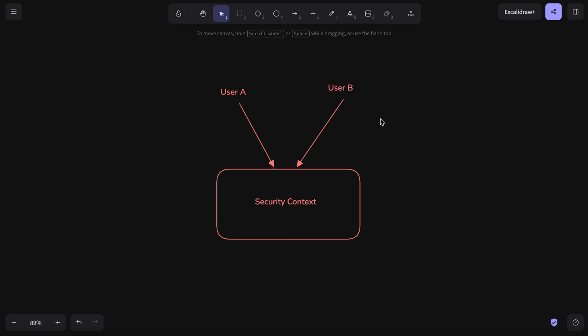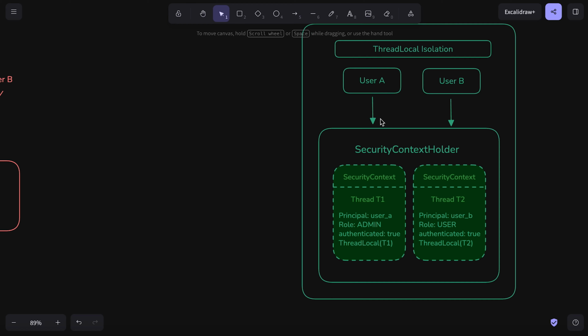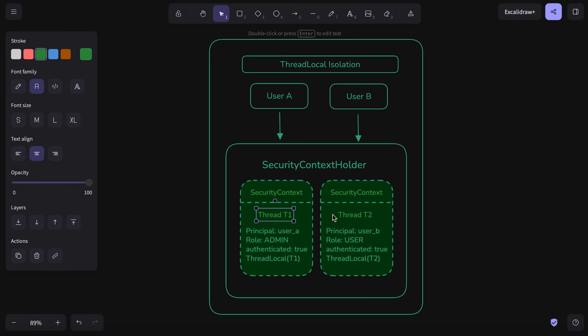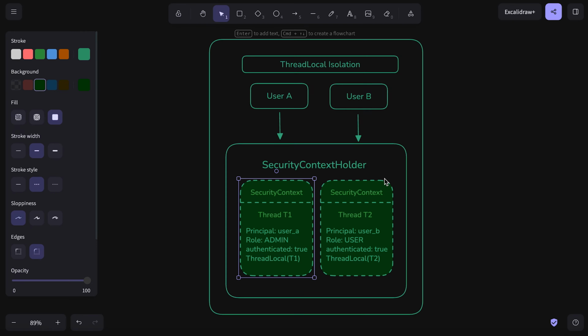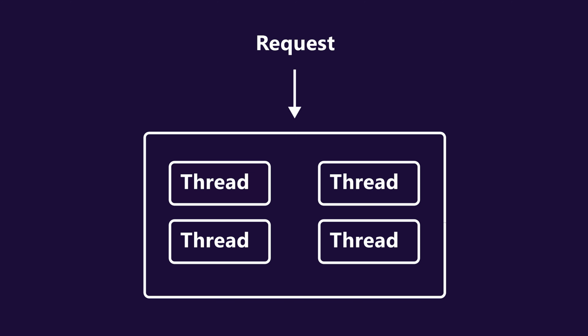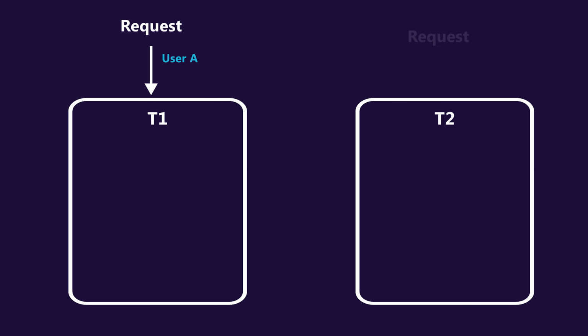To solve this, the security context holder needs to give each user their own completely private copy of the security context, isolated, invisible to everyone else. And the way Spring Security achieves this is through ThreadLocal. When a request arrives, the server assigns a thread to handle it. Think of a thread as a dedicated worker. Worker T1 picks up user A's request and handles it from start to finish. Similarly, worker T2 picks up user B's request and handles it from start to finish. They are running in parallel at the same time.